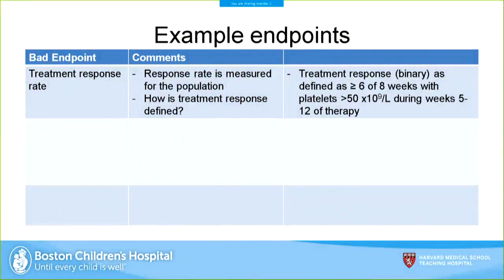So I want to again present a couple endpoints as examples. The first one is treatment response rate. Now this is a rate, so it's a proportion. It ranges from 0 to 100% in your study population. So this is something that you measure across the population. It's not something you measure per study subject.